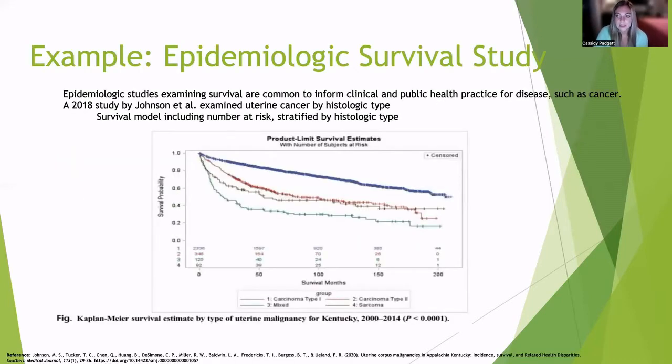And then before we get into the code, this is just an example of why someone might use PROC Lifetest in a real life situation. This example is showing an epidemiological study that looks at uterine cancer by histological type. And what we want to say by this is that epidemiological studies use PROC Lifetest and look at survival as a means to find what impacts survival.